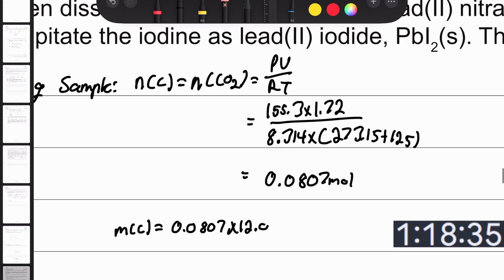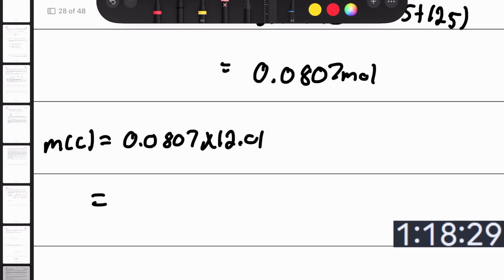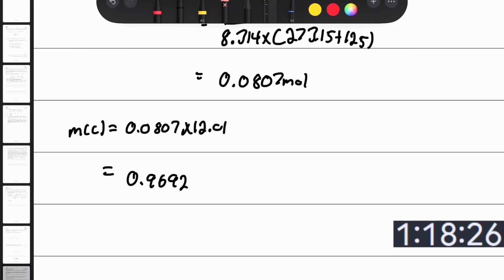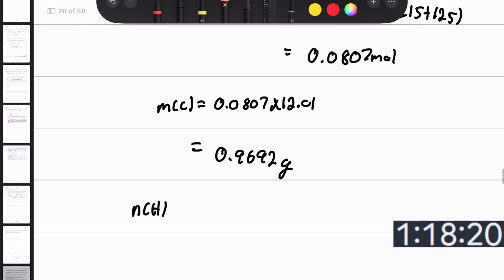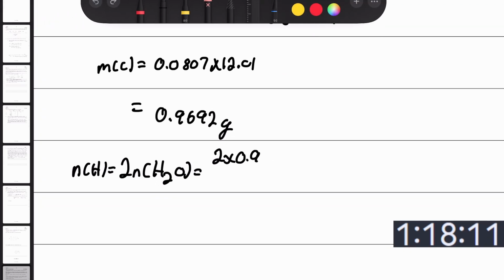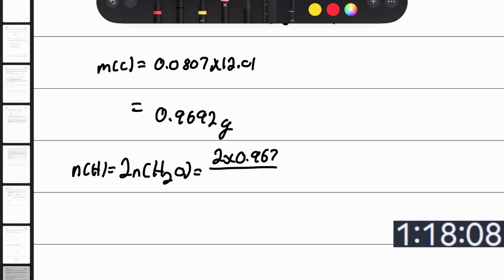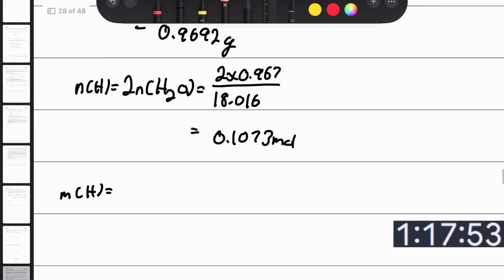So then the mass of carbon is going to be 0.0807 times 12.01, which is 0.9692 grams. And then the number of hydrogen is going to be equal to 2 times the number of water. It's going to be equal to 2 times 0.967 over 18.016. So put this in my calculator, 0.1073 moles.